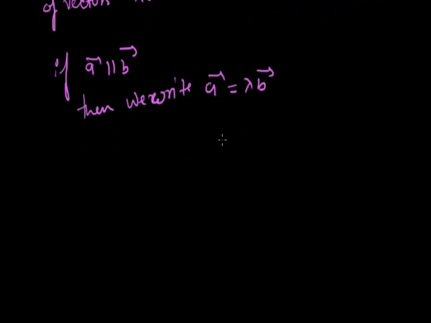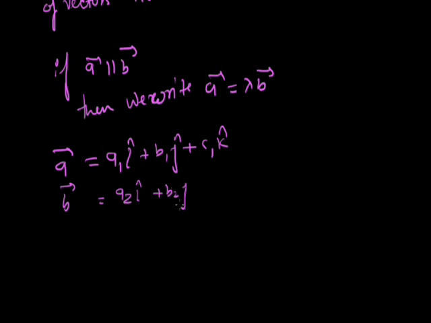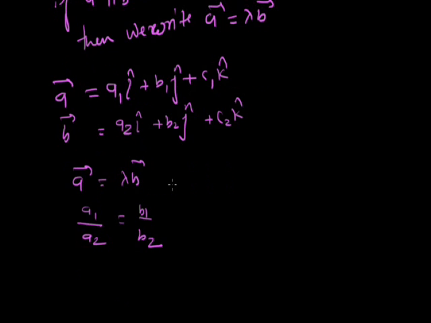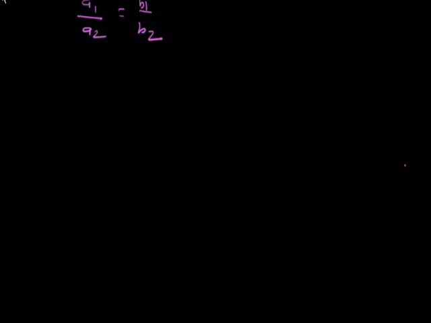Now if the two vectors are parallel, we can define A vector equals lambda times B vector. So let's see, A vector is equal to A1 i cap, B1 j cap, C1 k cap. B vector equals A2 i cap, B2 j cap, C2 k cap. By the condition A vector equals lambda B vector, we get A1 upon A2 equals B1 upon B2. Now let's take an example.